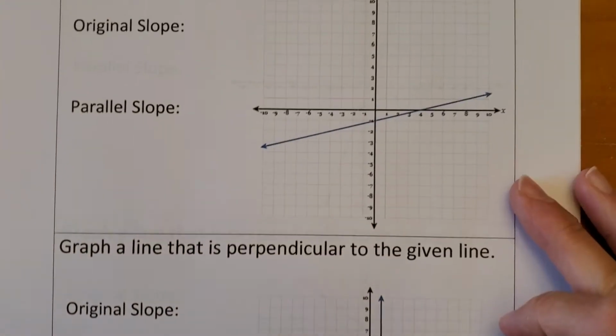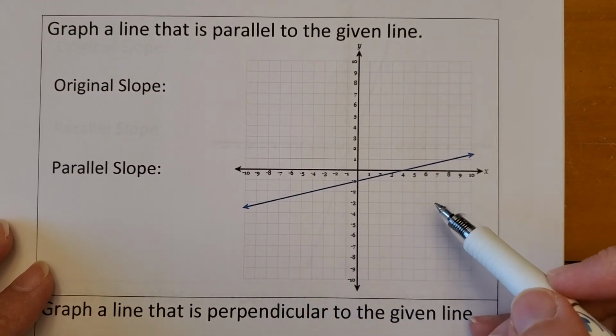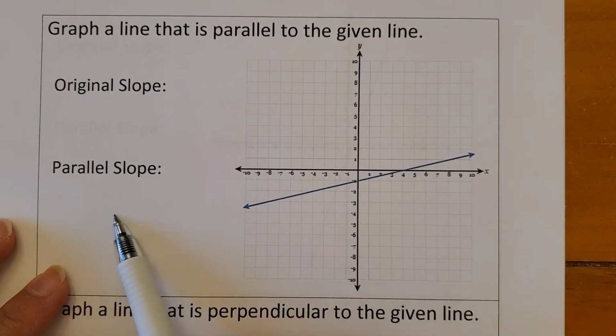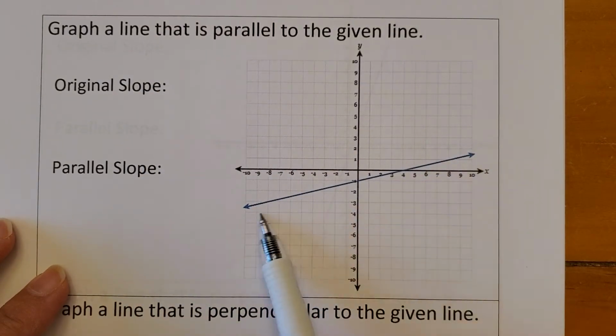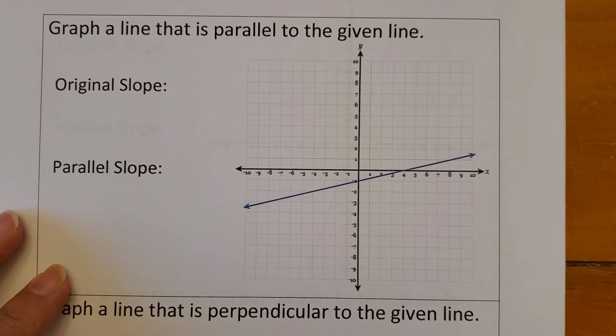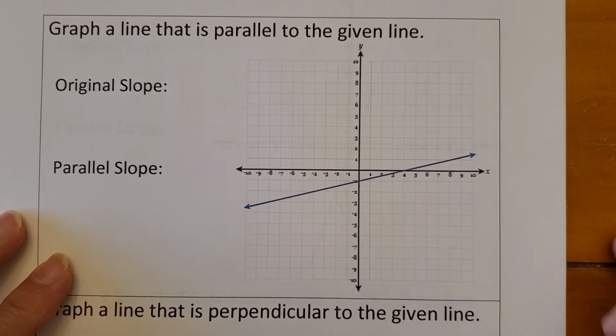Now we're going to move to graphing. So on the graphing problems, they're going to give you a graph of a line and they're going to ask you, what's the original slope? That's the slope of this line. What's the parallel slope? That means what will be the slope of a line parallel to that? And then they're going to ask you to graph a line using the graphing feature that's parallel to this. And you can really do it anywhere you want.